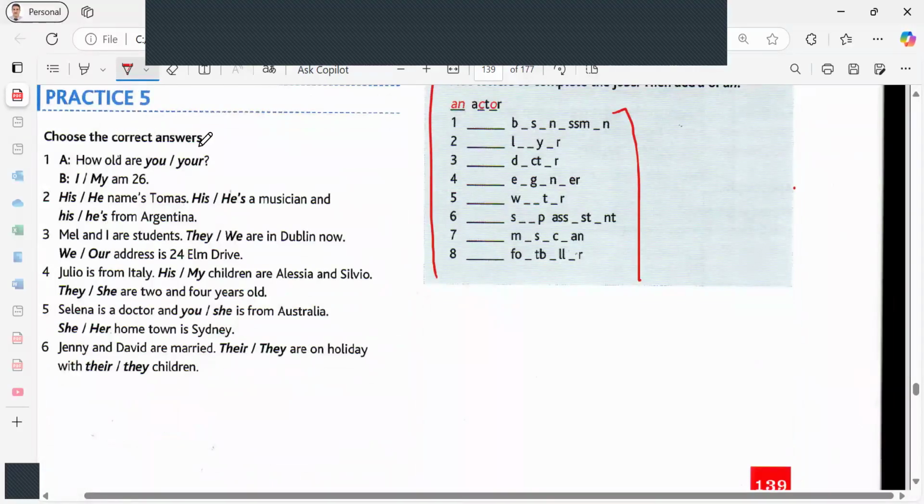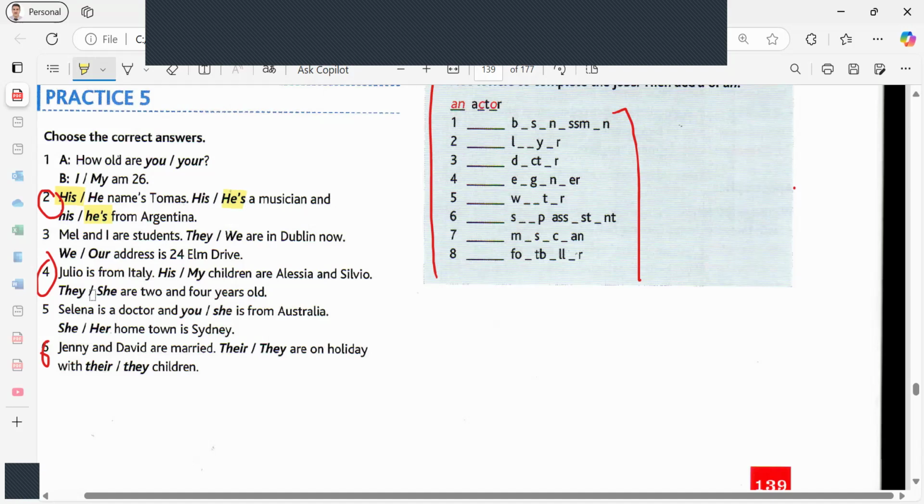Practice 5, choose the right word. Let me choose 2, 4, and 6. Answer 2, please. His name is Thomas. His, which his? The first or the second? The second one. Exactly, means he is. Yes, great. And? He is from Argentina. Exactly.